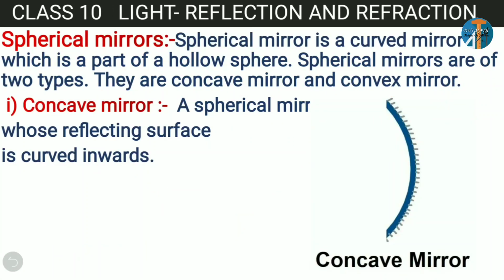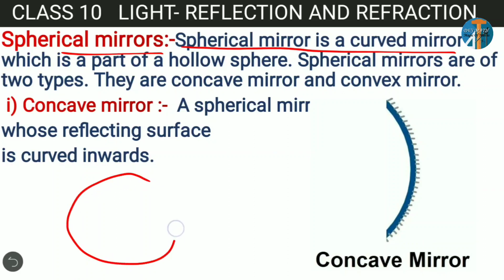Next one, particularly if we talk about reflection, it is related to mirrors only. Mirrors. This is related to mirrors. So here particularly we are talking about spherical mirrors. A spherical mirror is a curved mirror which is a part of a hollow sphere. For example, look here, if I consider a sphere, I think you all know about the sphere. Yes, right? Sphere. So it is a three-dimensional figure.